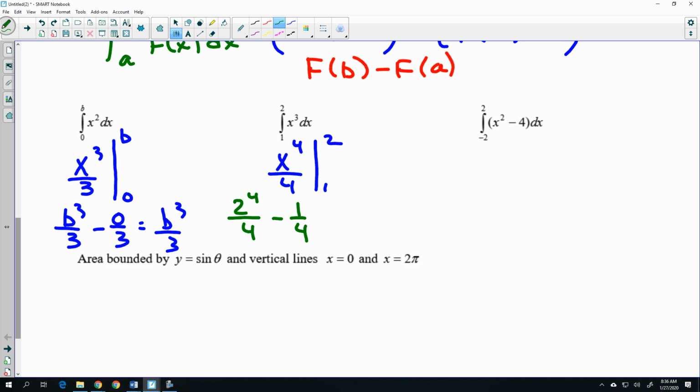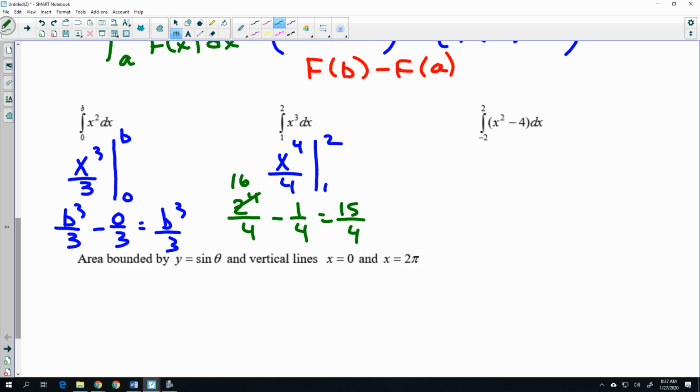What's 2 to the 4th? Isn't it 16? Isn't that right? So I'm going to get 15/4. So that would be the area. Now, I don't have any units on this, okay? So it's just kind of learning this antiderivative idea and plugging in some bounds.